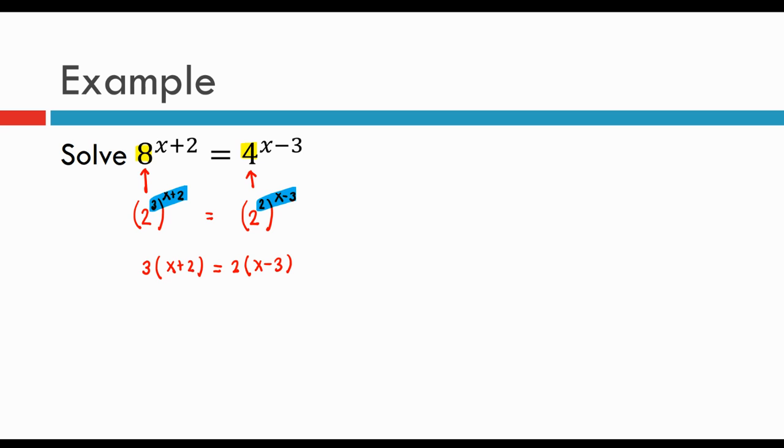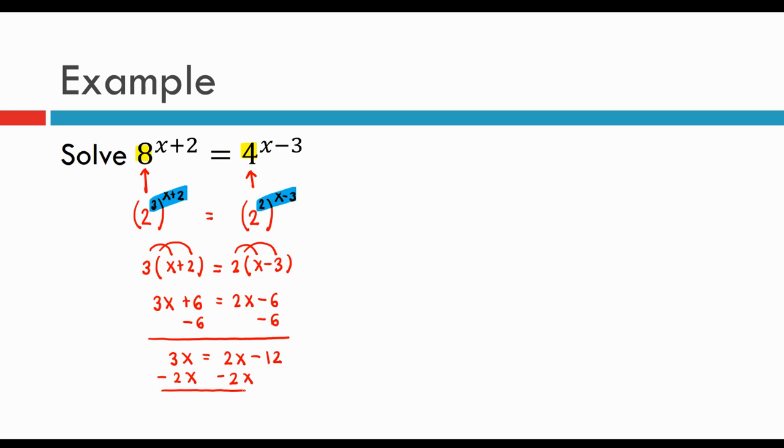But now I can start solving for x. I'm going to have to distribute the 3 on the left, and distribute the 2 on the right. So we'll have 3x plus 6 equal to 2x minus 6. I'm going to move the 6 from the left over to the right. That will give me 3x equal to 2x minus 12. And I'll move the 2x over to the left by subtracting. And so that's going to get me x equal to negative 12.